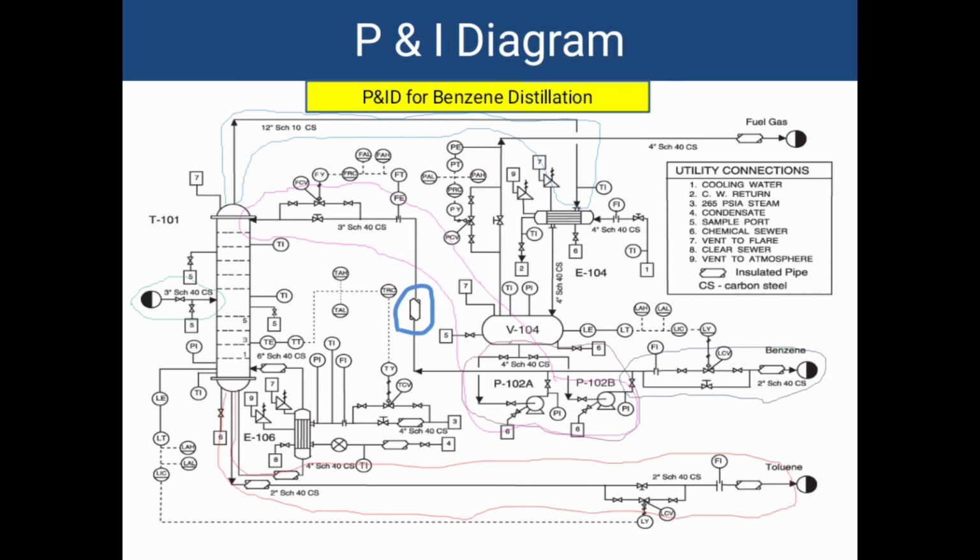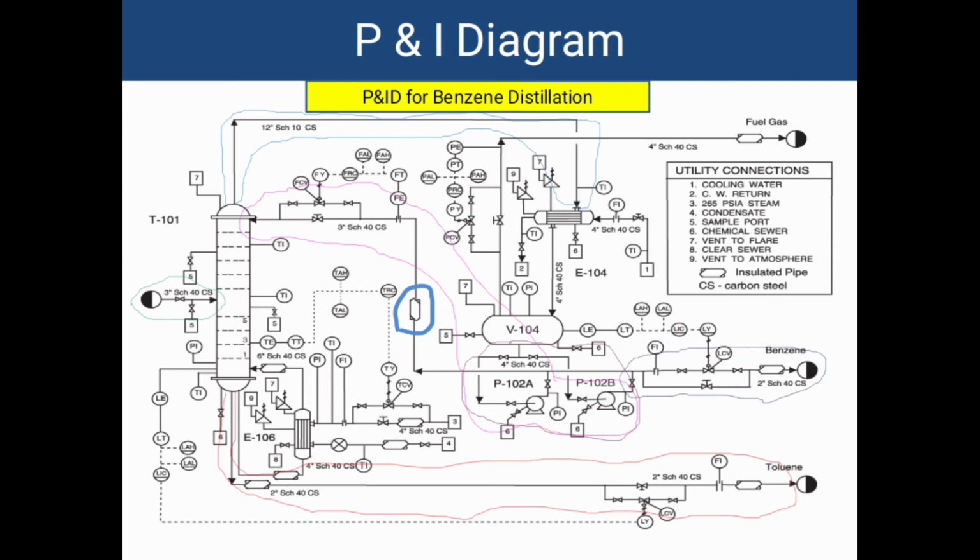From the reflux drum, fuel gas is separated, and at the bottom of the reflux drum, a product is tapped and pumped through pumps P1 and P2. Of the two pumps, one is operating and one is standby. The reflux is pumped to the distillation tower, and another line carries the product benzene to storage. Finally, the bottom product, toluene, is obtained. It is a separate line.